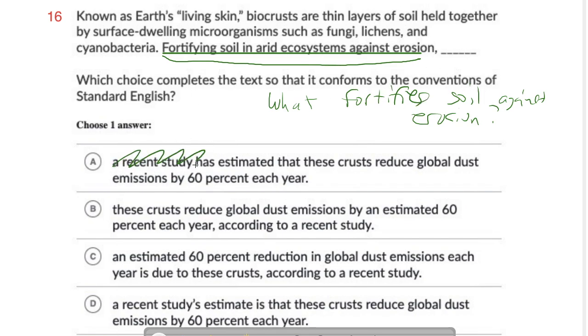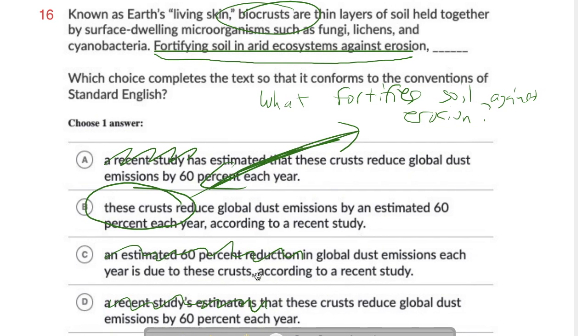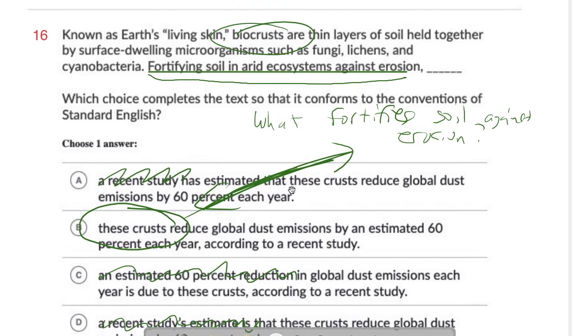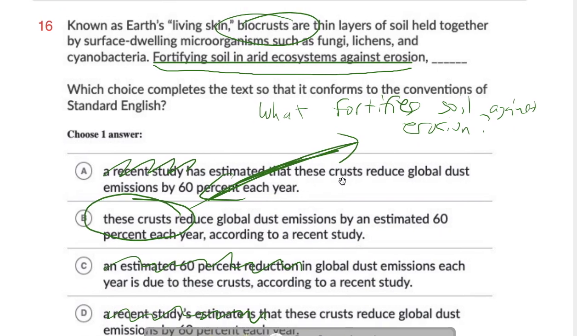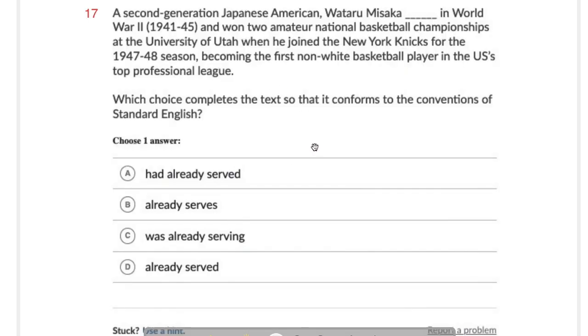Not a recent study. A study can't really fortify soil. An estimated 60% reduction can't fortify soil, and a recent study's estimate can't fortify soil. These crusts are what fortify soil. Okay, crusts. Like maybe a pie crust fortifies a pie. It keeps the pie filling from spilling all over the place. Likewise, biocrust evidently fortifies soil.